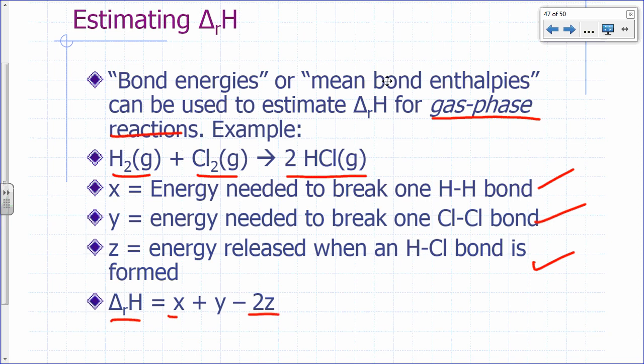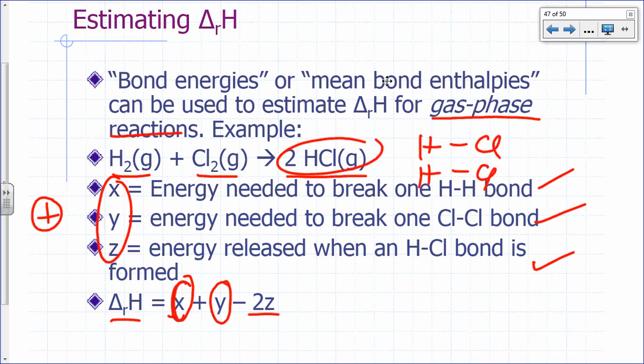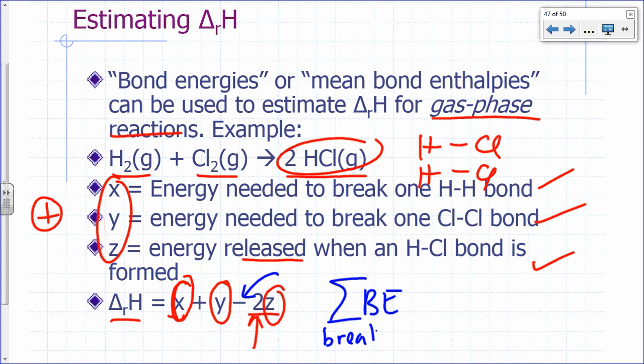Why is that? If X, Y, and Z are just absolute values, positive numbers, then this is the energy needed to break the H-H bond plus the energy needed to break the Cl-Cl bond. How many HCl bonds are you forming here? 2, right? So minus 2 times the energy released when an HCl bond is formed. There's a negative there because bond formation is exothermic. So it's really just the sum of the bond energies for breaking bonds minus the sum of the bond energies associated with the bonds that are formed, so bond formation.